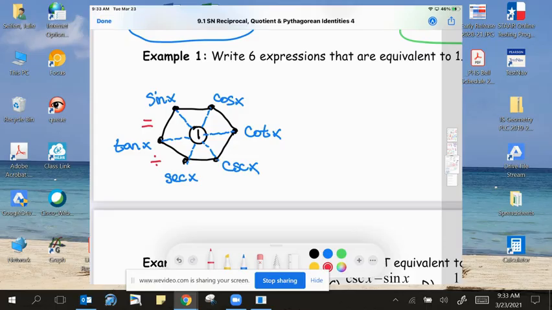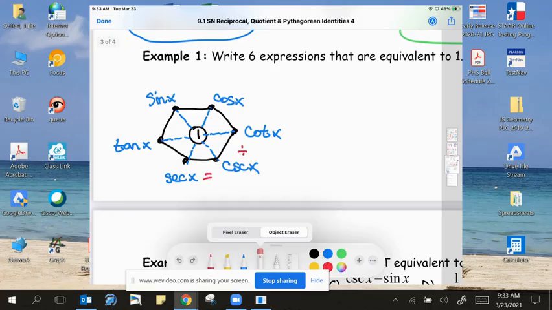Okay? We could also say that cosecant x is equal to secant x divided by tangent x. Okay? It works in either direction. Secant x, we'll start with secant. Secant x is equal to cosecant x divided by cotangent x. And around the circle in any direction, around the hexagon in any direction.